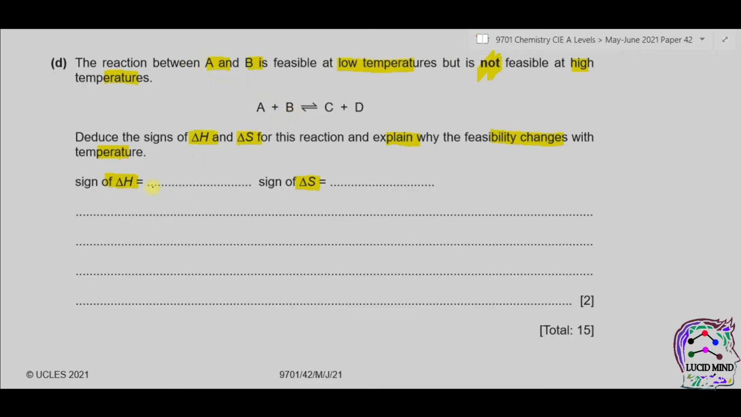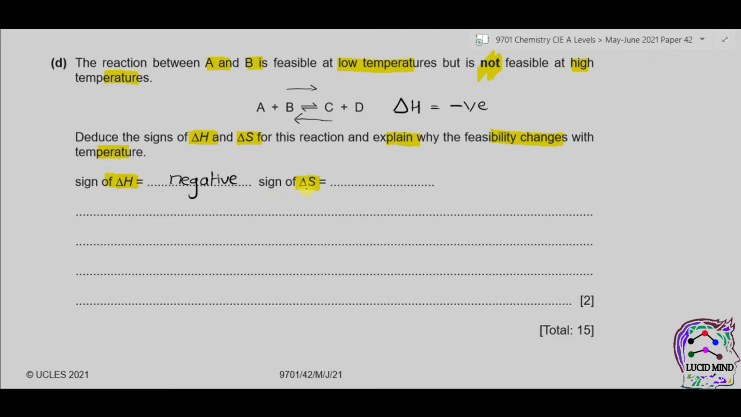Now we know that enthalpy change can be for an endothermic reaction and for exothermic reaction. Endothermic reaction is feasible at high temperature because it needs more energy to go in the forward direction, but it is not feasible at low temperatures. So it means that this reaction is not endothermic, it must be exothermic. For exothermic reaction, at low temperature the reaction is feasible, it moves in the forward direction, but if the temperature is increased, the reaction moves in the backward direction.